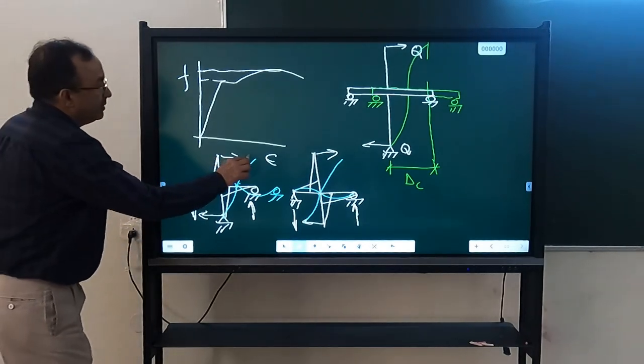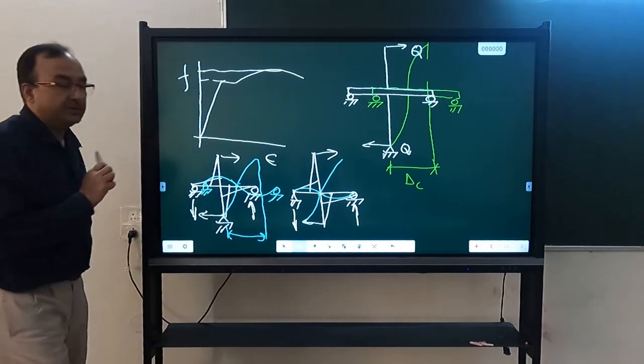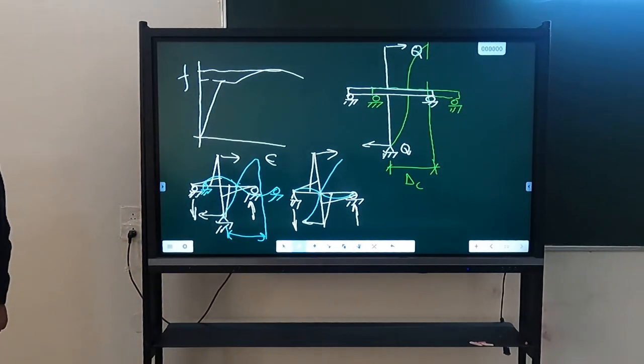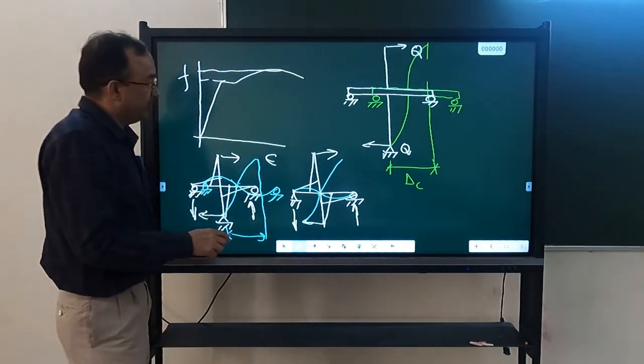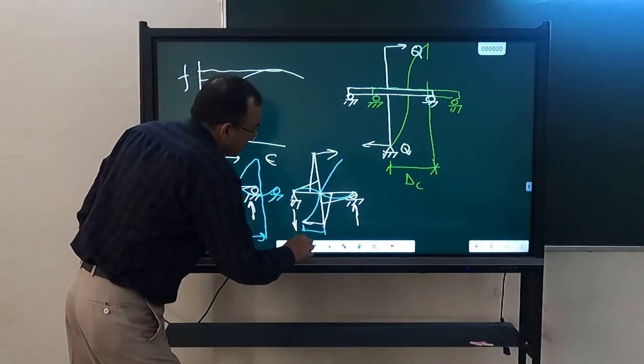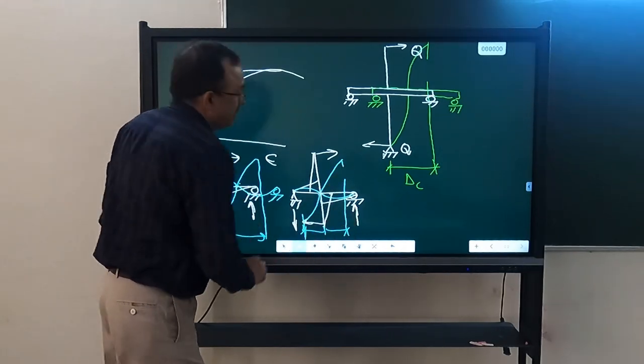So here we are measuring the displacement like this. This point remains at its original position. Here what happens? The center remains at its original position. So we have to measure displacement on both sides, this side also, this side. This will be our total displacement.